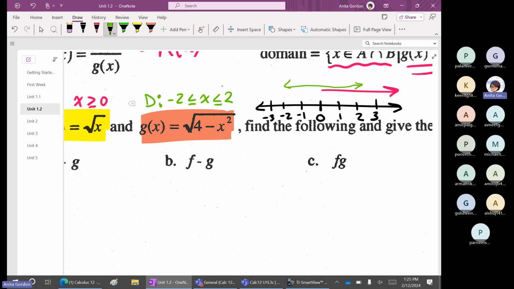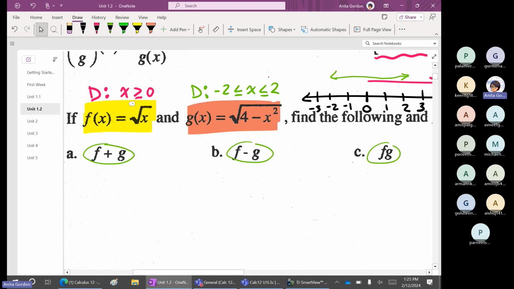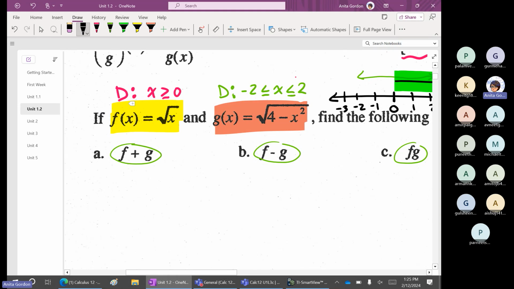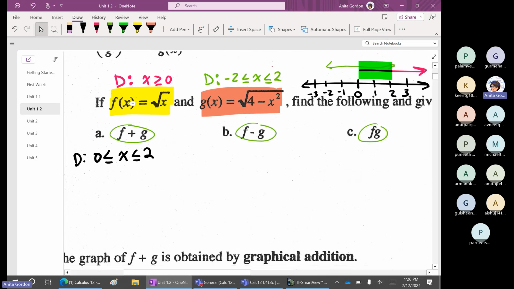Right? So then when we are looking at adding or subtracting or multiplying, we are looking for only the intersection. So where do they overlap? Between 0 and 2, right? They only overlap between 0 and 2. So this is the domain of my new function when I add these two together. I'm going to zoom out so we can see the full picture there with the number line.